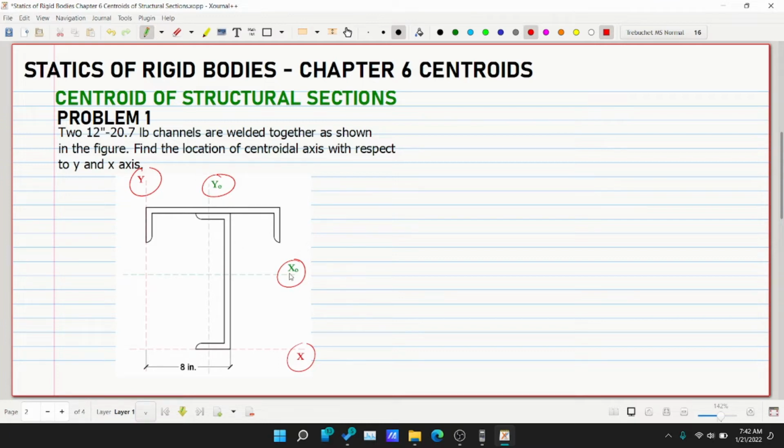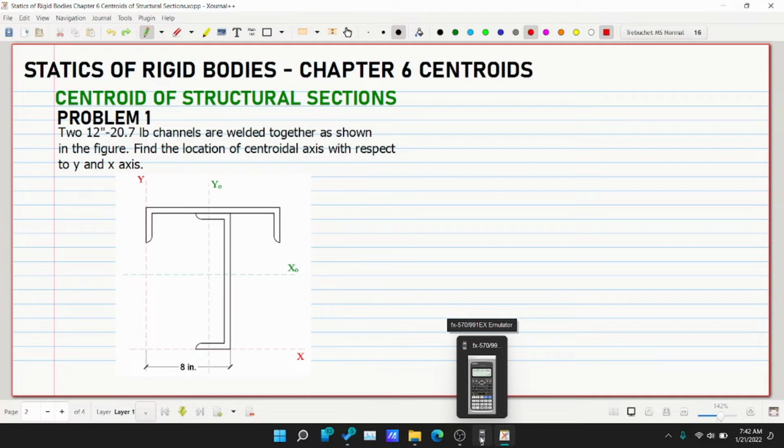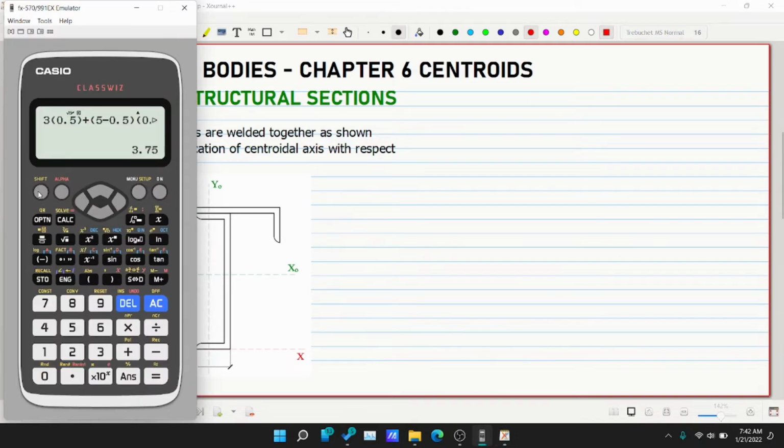So now, our y sub o and x sub o is the location of the centroidal axis. This is the location of the centroid. Then it is indicated here that this channel is 8 inches from the y axis. We can also use millimeters, so let's convert: shift 8 for conversion, then length, inches to centimeter.